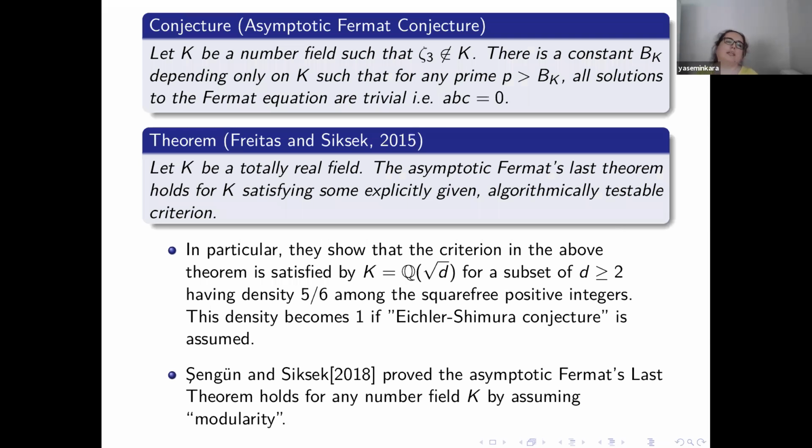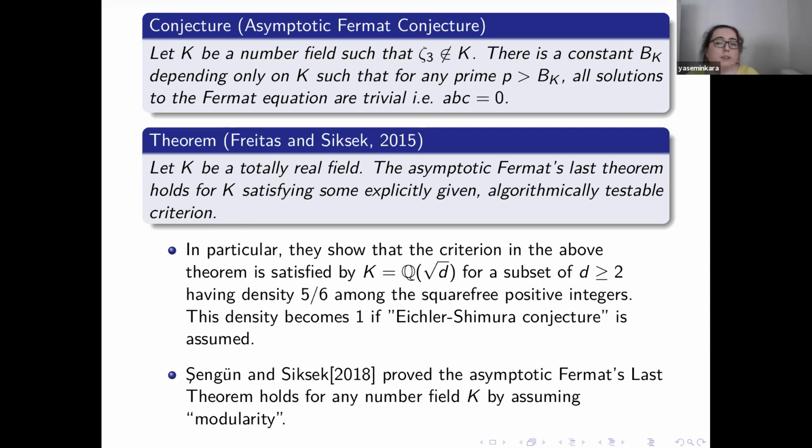So now let's go back to our asymptotic Fermat conjecture. The conjecture says, let me remind you again, if you have a number field which doesn't contain the third root of unity, then there is a constant which depends only on your field, such that for any prime bigger than this constant, you have only trivial solutions.